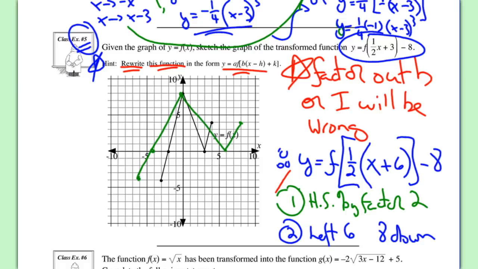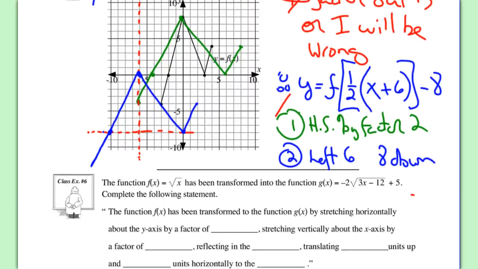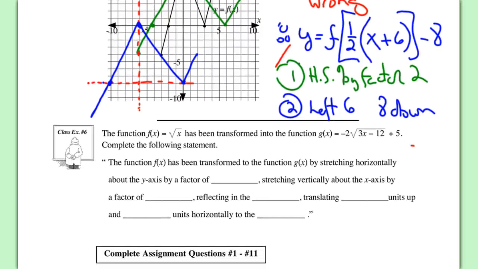So as you can see on the green graph, I have horizontally stretched it by a factor of 2 about the y-axis, and now I move everything left 6 and 8 down. So as I moved everything over, left 6 and down 8, I end up with the blue graph there. And to finish it all off, that factoring rears its head again. So if you don't factor out, you will be wrong.